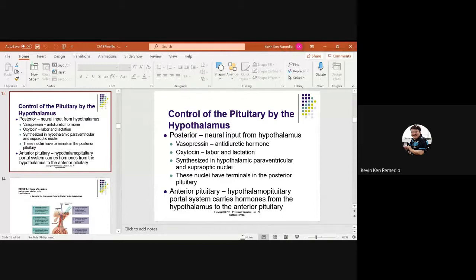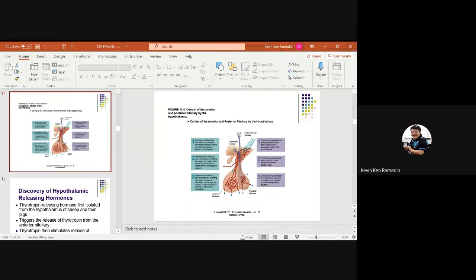So the hypothalamo-pituitary portal system carries hormones from the hypothalamus to the anterior pituitary. So diri nila na-establish ang connection. But again, wala pa explanation as to how this connection occurred sa hypothalamus and the anterior pituitary. Okay, so ania ang graphic representation sa process, class. Inyong tanawon. Okay.